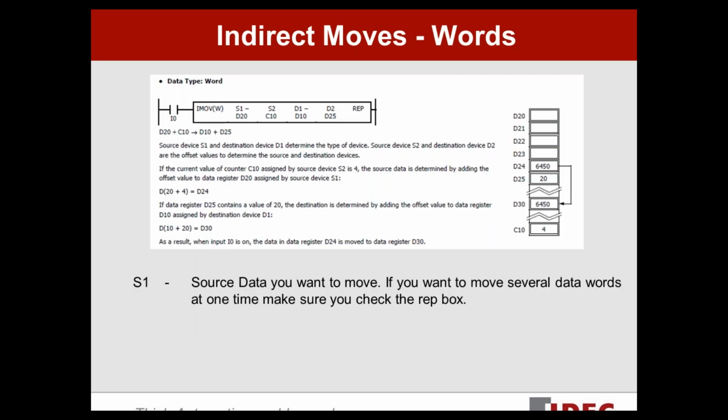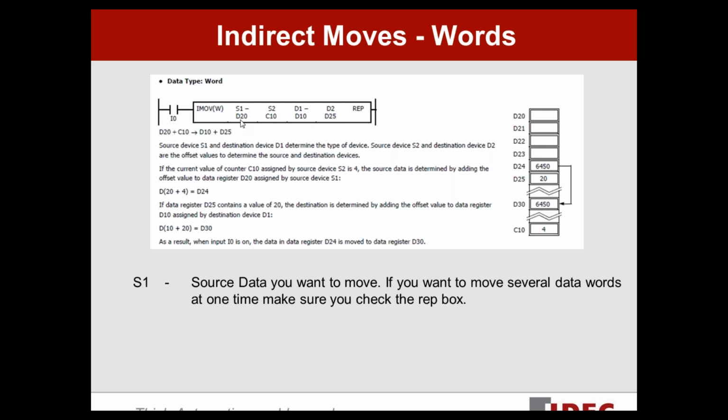There are two types of indirect move. One is the indirect word move, and the other one is the indirect bit move. We're going to go over both of them today, and they're very similar to each other. It's basically just a move instruction, but you have a source and an offset, and you have a destination and an offset for the destination.